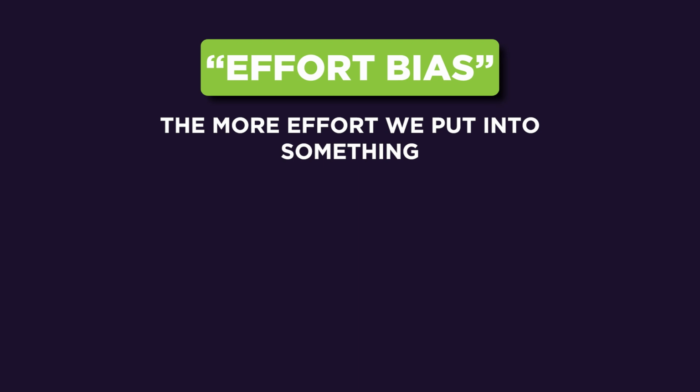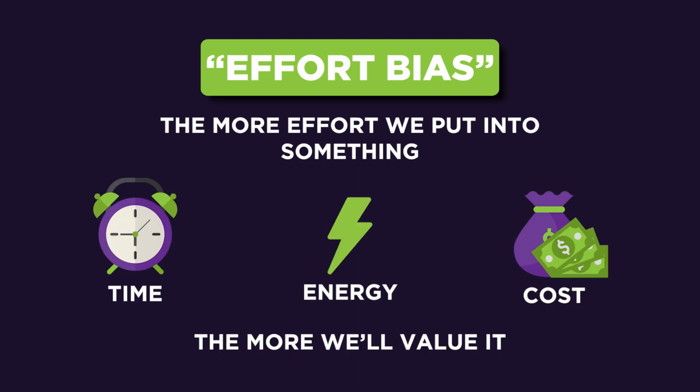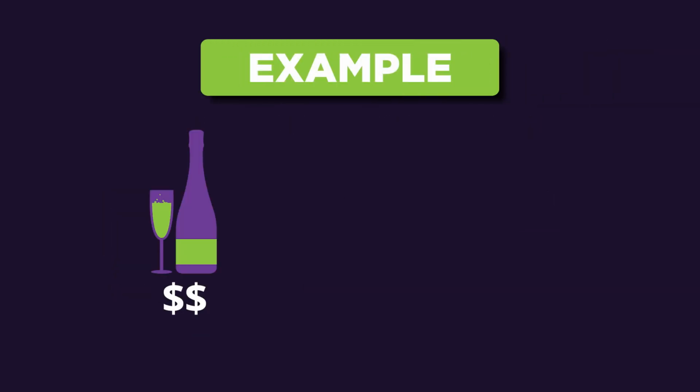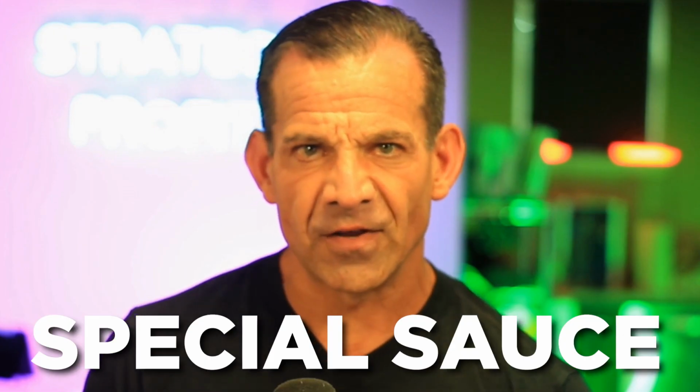When Mr. Beast talks about effort, what he's really doing is leveraging something called effort bias, which is the idea that the more effort we put into something, whether that be time, energy, or cost, the more we'll value it. As an example of effort bias, if we pay $50 for a bottle of wine, we'll value that more than if we had paid $20 for the same bottle of wine.